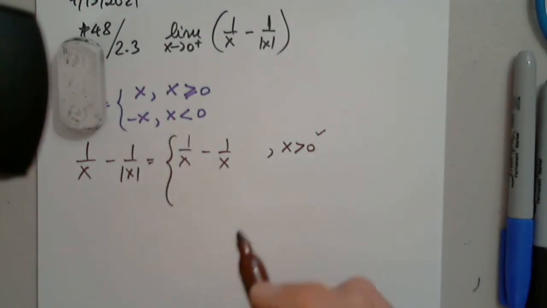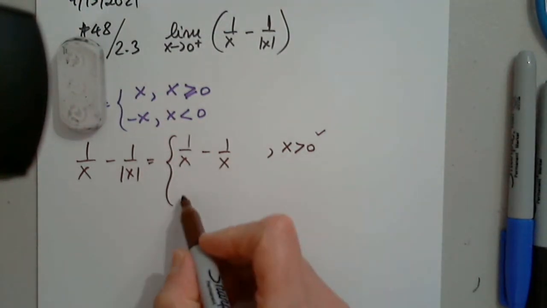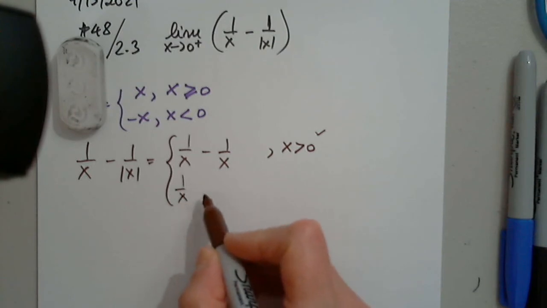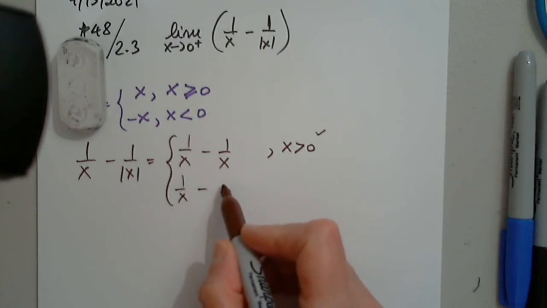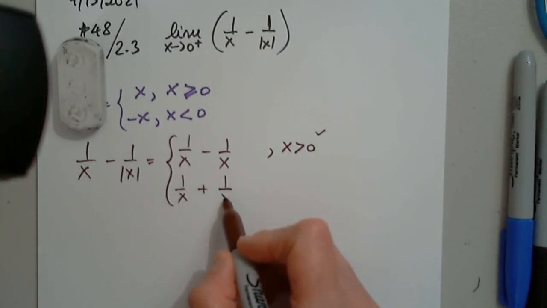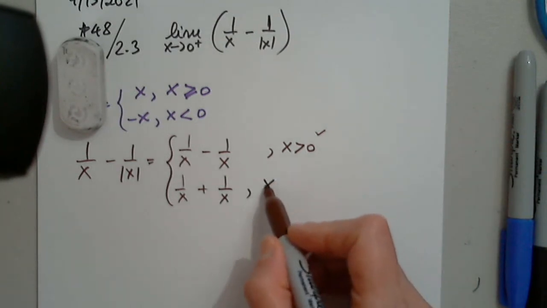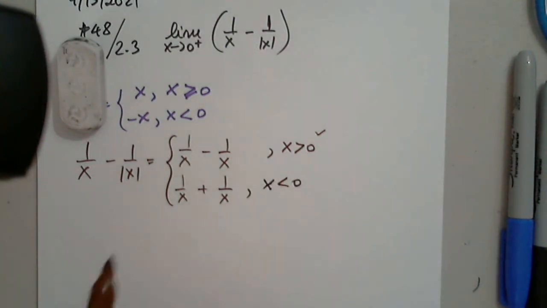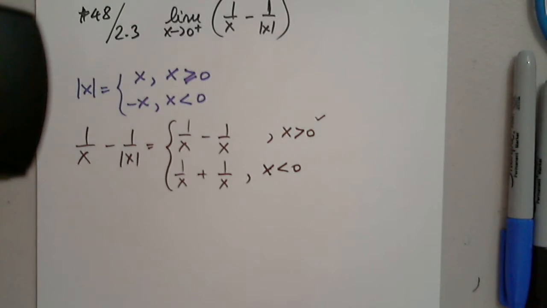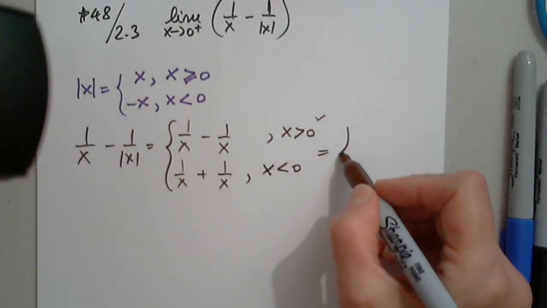That is perfect. What is the other option? 1 over x minus 1 over minus x. Exactly. Or you just plus, yeah. Excellent. For x less than 0. Awesome. Good. So what is this then?